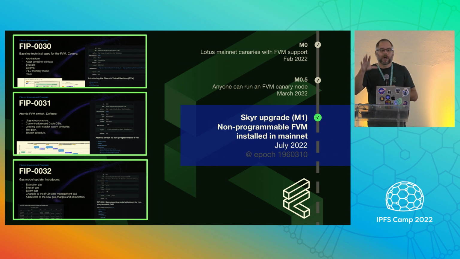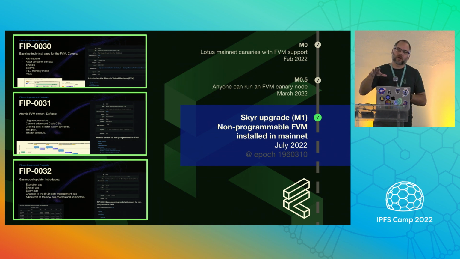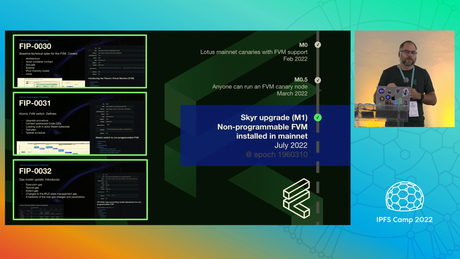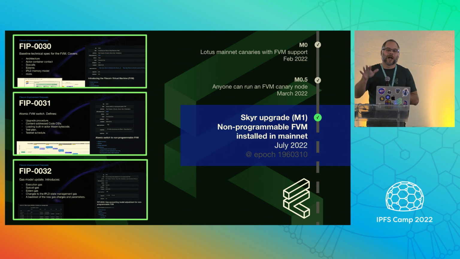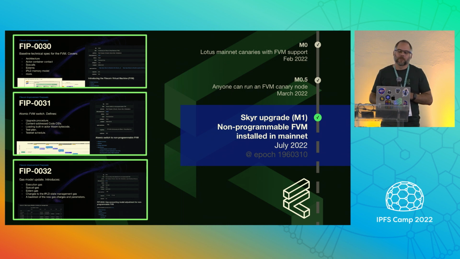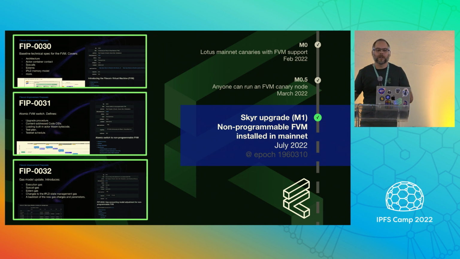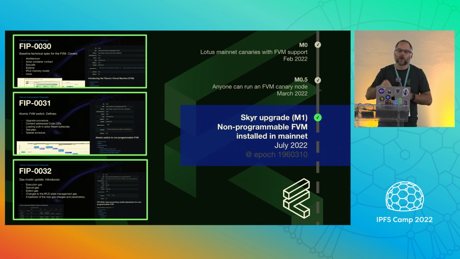So yes, you heard that right. FVM is actually running in production at the moment on the mainnet of Filecoin. However, it's not programmable. It's not user programmable at the moment. So what happened was a number of the inbuilt system actors that make Filecoin as a whole run were rewritten to run on the FVM within Filecoin.